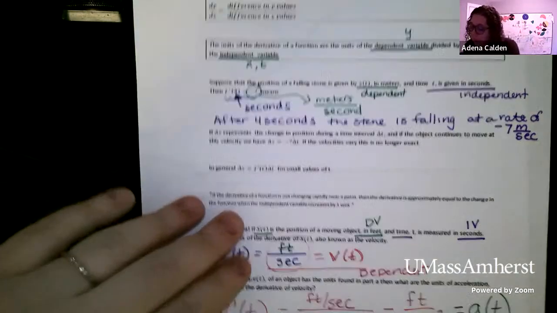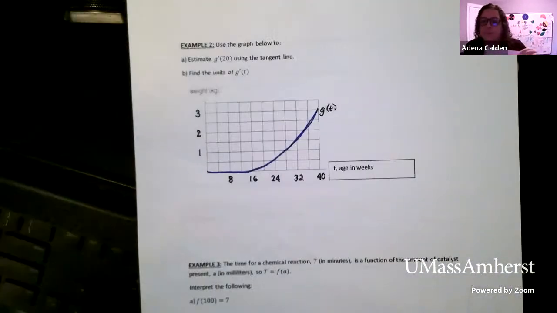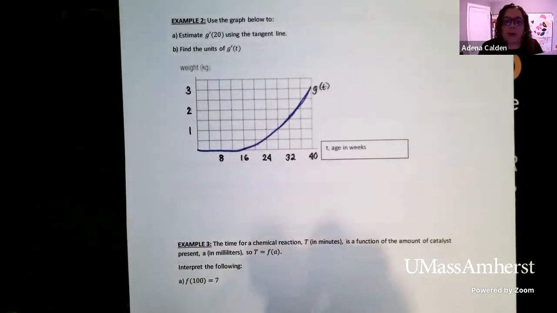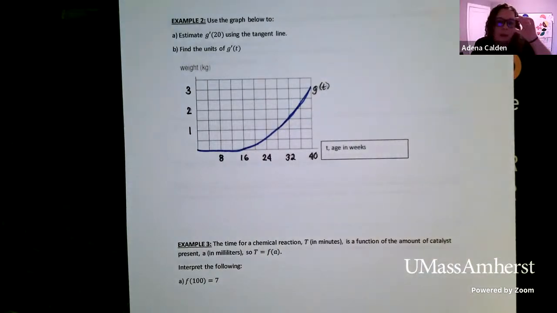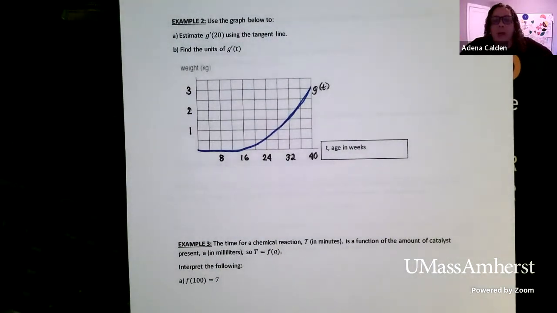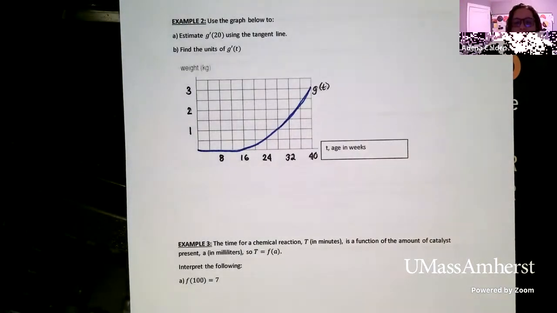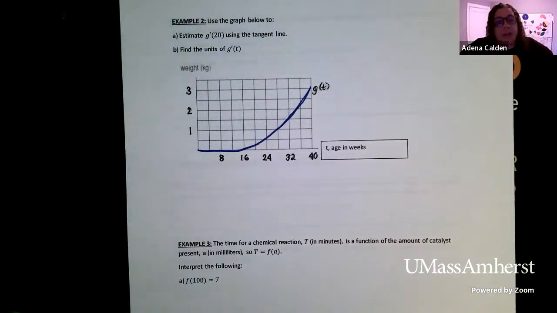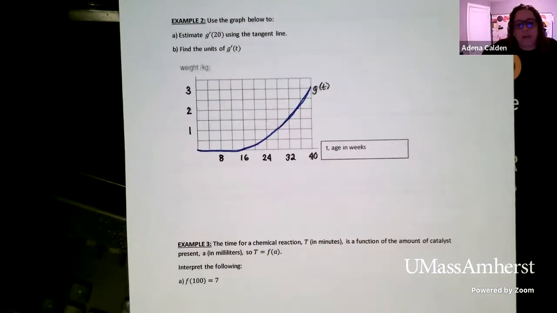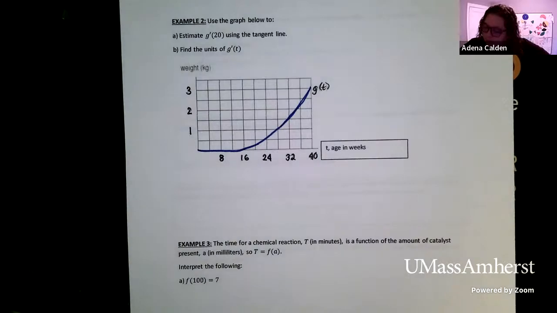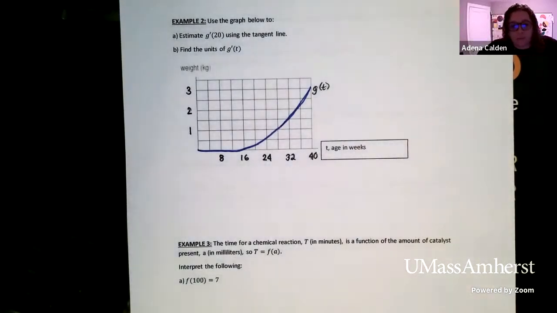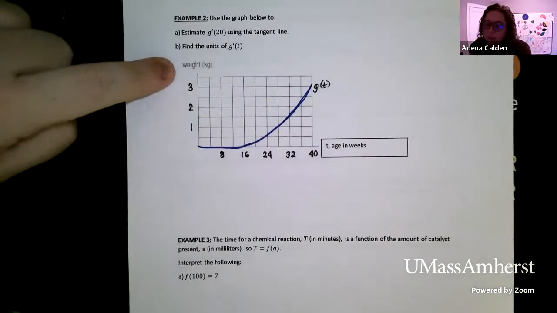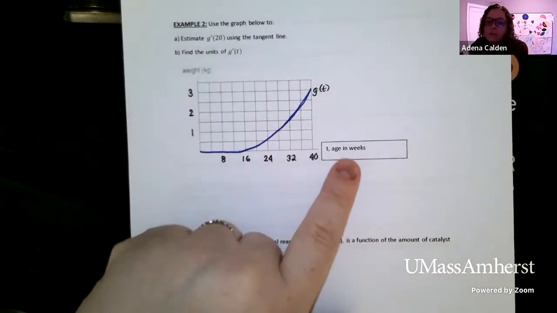Okay, so let's look at the next example, where again, our goal here is to really think about the units of the derivative and what they mean. So here we have a graph, and it's of g of t. We want to estimate g prime of 20 using the tangent line, and we want to find the units of g prime of t. And so this particular graph is of the weight of a baby over time as it grows. And so we have the weight in kilograms versus the age in weeks.